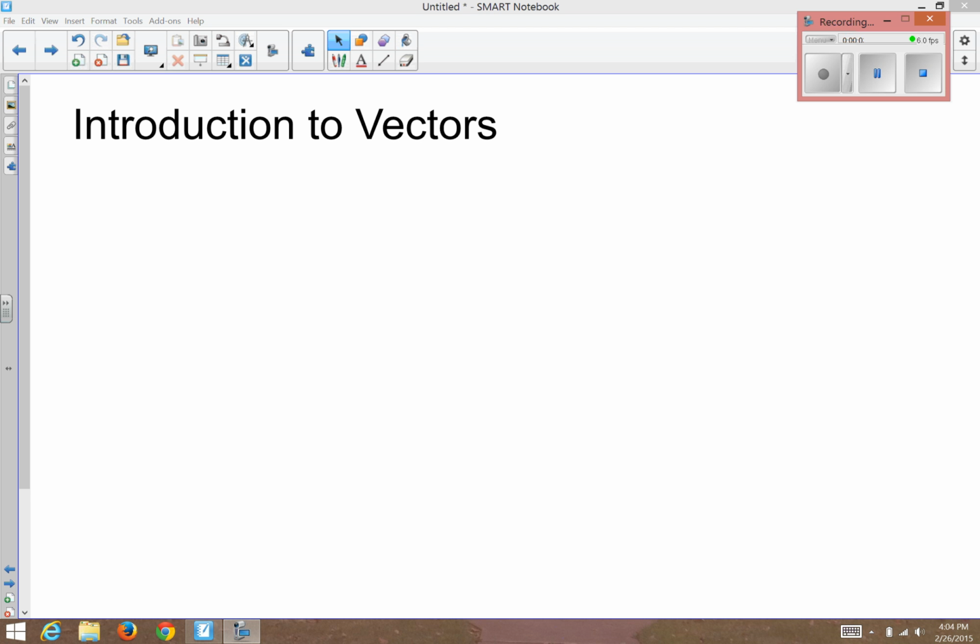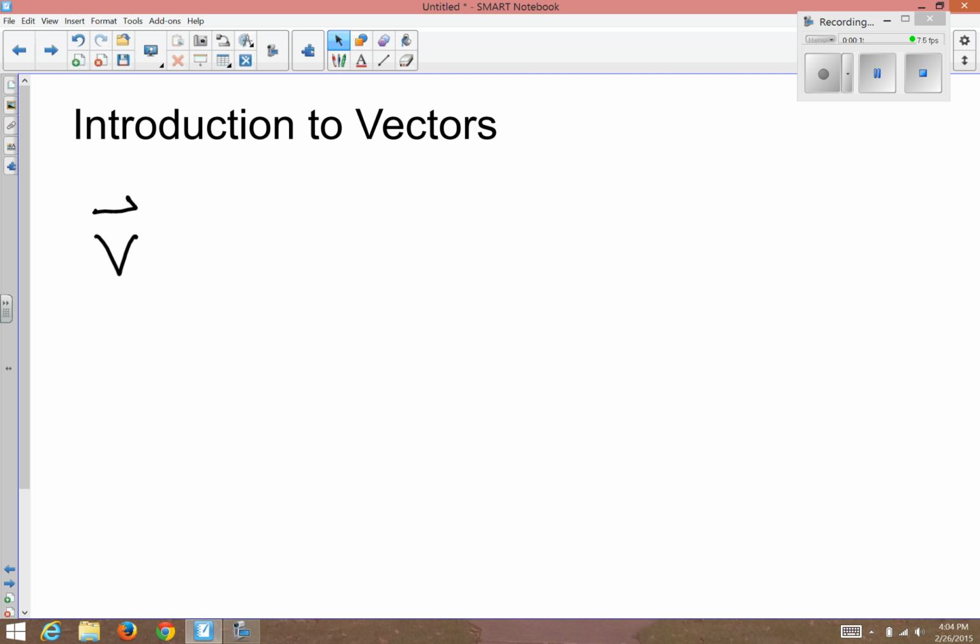Introduction to vectors. A vector is symbolized a lot of different ways. Some letter, usually V for vector, with this arrow on top. So we say this is vector V. And if we say vector V equals this, two numbers in parentheses with these chevrons, not parentheses and not square brackets.